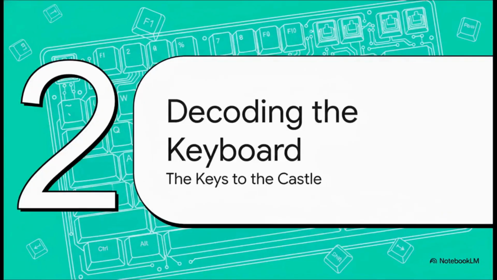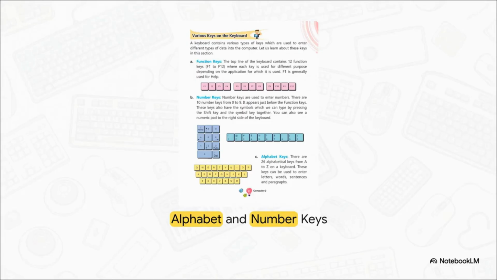Moving right along to section 2, decoding the keyboard, the keys to the castle. Let's start with the stuff you use the most. We've got the 26 alphabet keys, A through Z, forming all our words and sentences. And right above those are the 10 number keys, 0 to 9. But here's what's really interesting. Those number keys actually pull double duty. If you hold down the Shift key while hitting a number, boom, you unlock this hidden layer of special symbols.